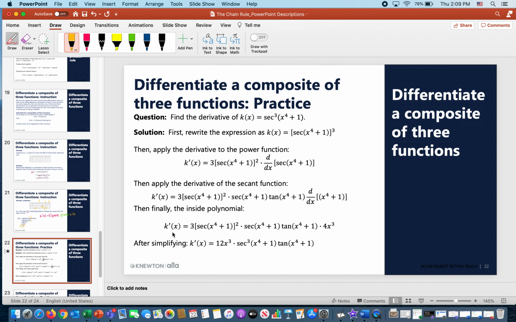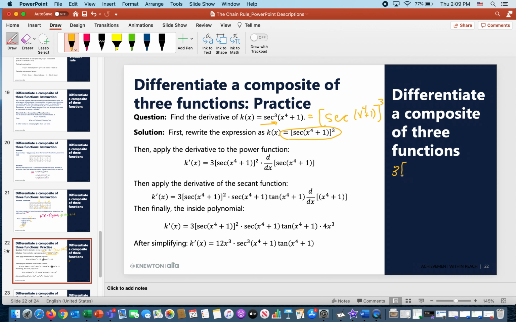Okay, so if I ask you to find the derivative of k of x equals secant to the third of x to the fourth plus 1, I'm going to start and work my way from the outside in. The hard part is figuring out what's the outside. So it turns out that if you rewrite this problem, you can rewrite it like this: secant of x to the fourth plus 1, all to the third power. That's what the publisher's done here. Now I can work my way from the outside in.